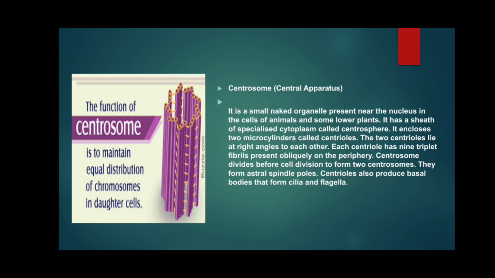Next is the centrosome. The centrosome is a distinct region of the cytoplasm near the nucleus in animal cells, and it has two central granules called centrioles. Centrioles are hollow cylindrical structures made of microtubules arranged in a specific manner, and these two centrioles are arranged at right angles to each other. The function of the centrosome is to maintain equal distribution of chromosomes in daughter cells, and they also help in the formation of cilia and flagella.